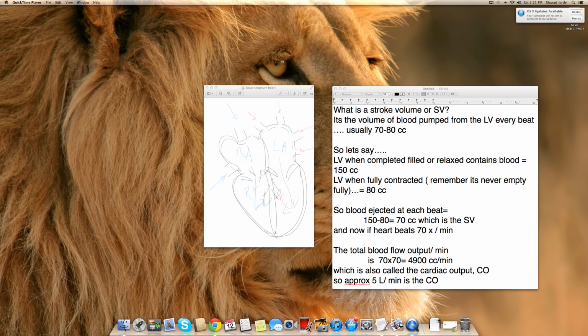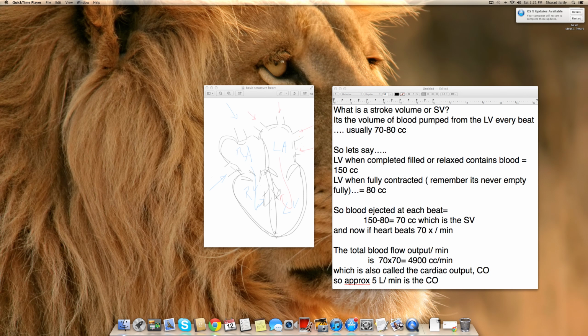What happened to the remaining volume? It went up into the aorta, into the bloodstream. So that's 150 minus 80, which is 70 cc's. And that is called the stroke volume, or the volume per stroke, the amount of blood that has been sent into the aorta.